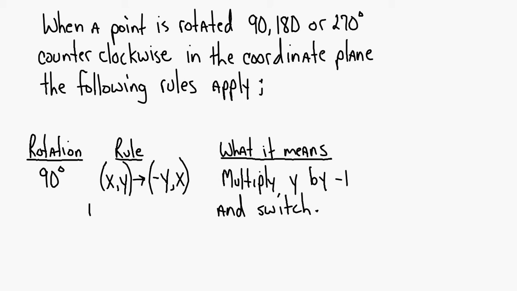So if you're given a point and it's at -2, -3, and you're going to rotate it 90 degrees counterclockwise about the origin, then your P prime is going to be located at 3, -2. Good.